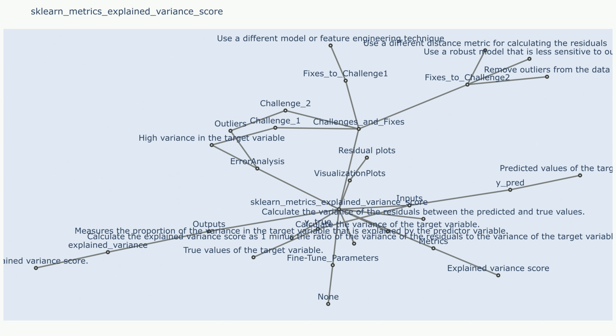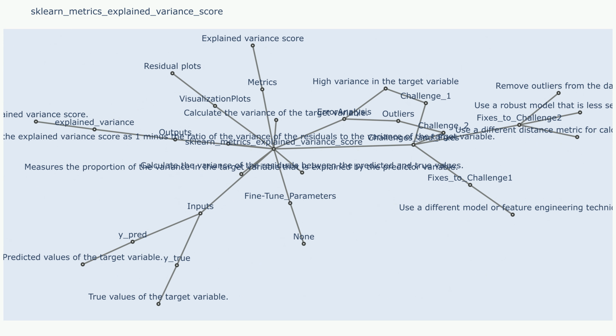Fixes to Challenge 3: consider using other metrics in addition to the explained variance score, such as the mean squared error or the R-squared score, to get a more comprehensive understanding of the model's performance.